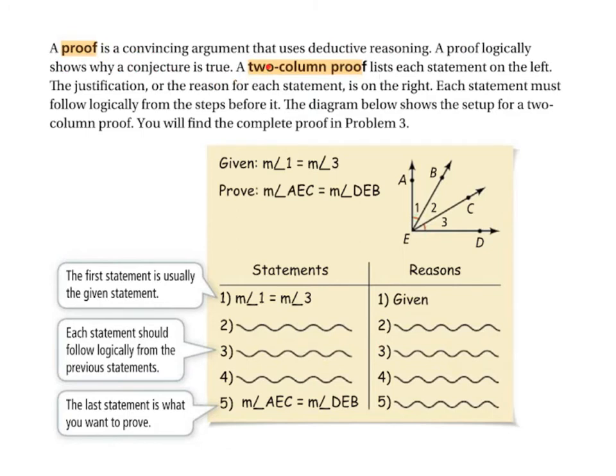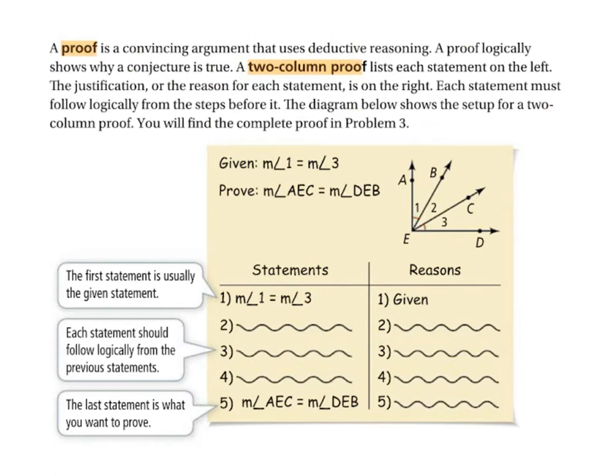Now, a two-column proof looks like this. You have a statement like the measure of angle 1 is equal to the measure of angle 3, and then you have a reason why you know that. In this particular case, and this is going to happen a lot, you're given some piece of information. So you'll need to state it, and you'll say, that information was given to me, right? Just write given. And then you'll make other statements, and you'll tell why you know what you know, okay? And it says each statement must follow logically from the steps before it. You can't say something that you didn't establish as a truth first, okay? And you'll get examples of that.